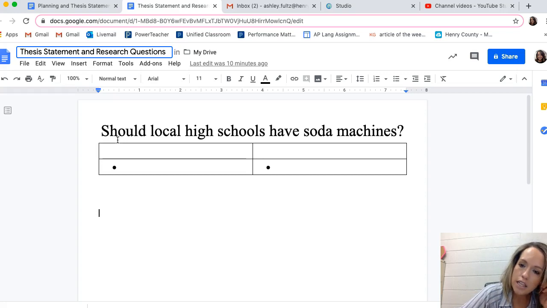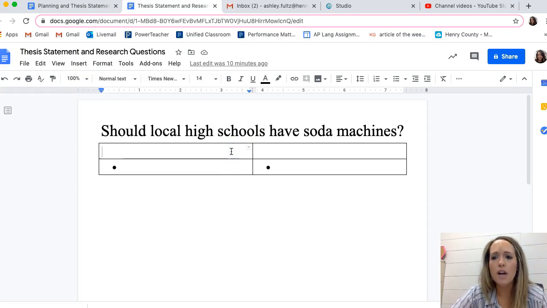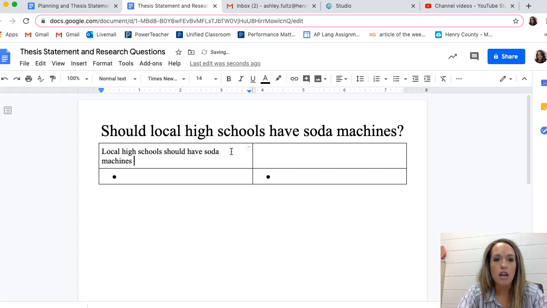Just to make things a little bit more familiar, I did set up a T-chart here for you. But we're not going to fill in the whole thing. We're only going to fill in side A and side B. So, should local high schools have soda machines? Side A would be local high schools should have soda machines. And side B would be local high schools should not have soda machines.